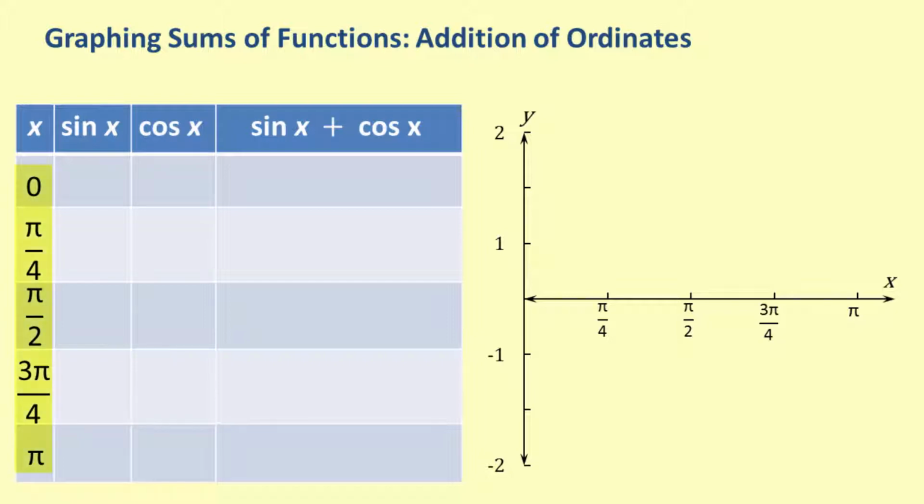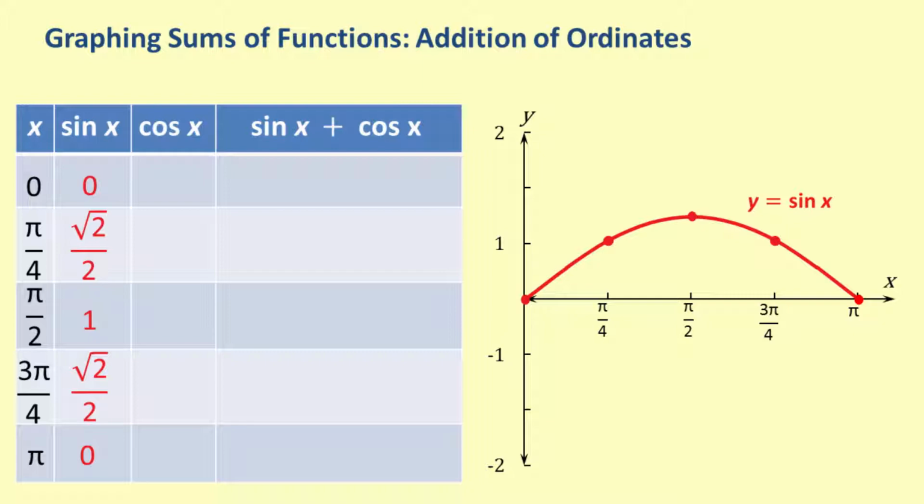We'll start by evaluating the sine and cosine functions respectively for 0, pi over 4, pi over 2, 3 pi over 4, and pi. Evaluating sine of x for each x value in the table, we get 0, square root 2 over 2, 1, square root 2 over 2, and 0. Using each x value as our x-coordinate and each sine of x value as our y-coordinate, we get a set of 5 points that can be graphed on a coordinate plane.